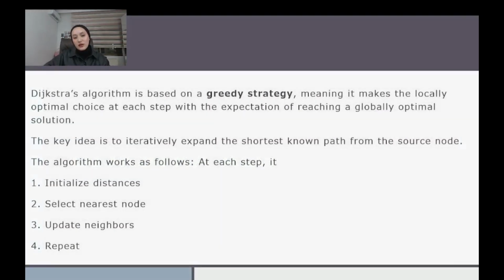Okay, Dijkstra's algorithm is based on a greedy strategy, meaning it makes the locally optimal choice at each step with the expectation of reaching a globally optimal solution. The key idea is to iteratively expand the shortest known path from the source node. The algorithm maintains a set of nodes whose shortest distance from the source is already known. The algorithm works as follows. At each step, it initializes distances, selects the nearest node, updates neighbors, and repeats.